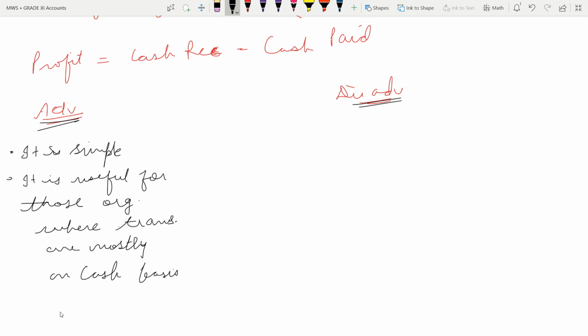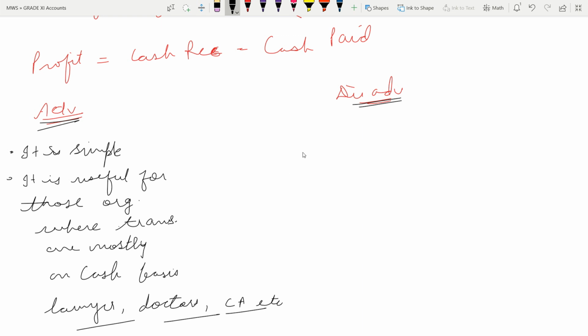For example, we can say the fee charged by a lawyer. He will not do your work without taking the cash. The doctors, CA, etc. like this. All these professions are usually on cash basis, so it is good for them to opt this cash basis of accounting.